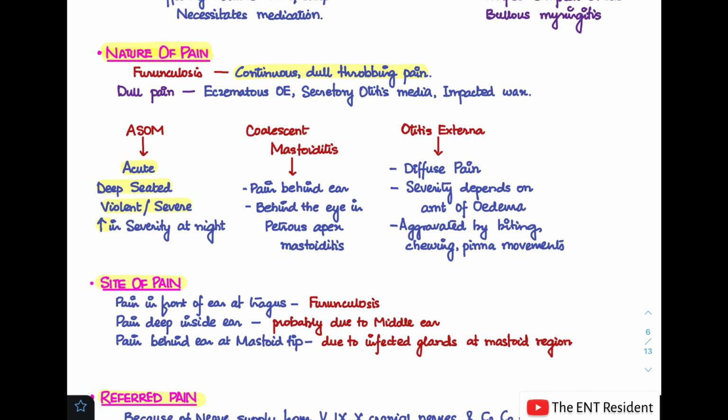And in otitis externa, it is a diffuse kind of pain. The severity depends on the amount of edema, and this otitis externa pain is actually aggravated by biting, chewing or any kind of movement of the pinna.